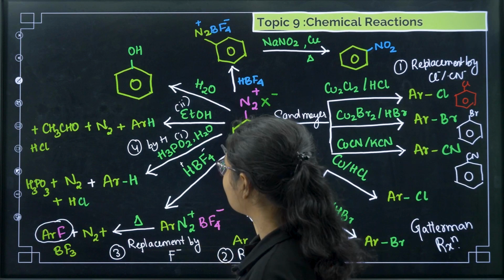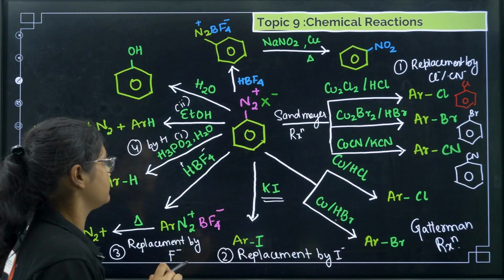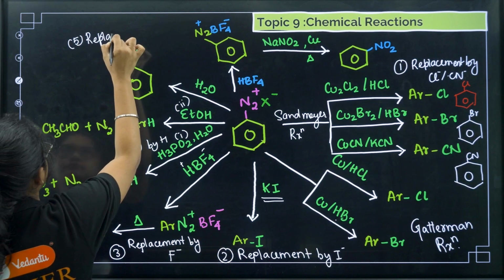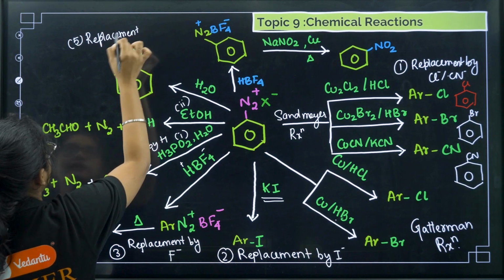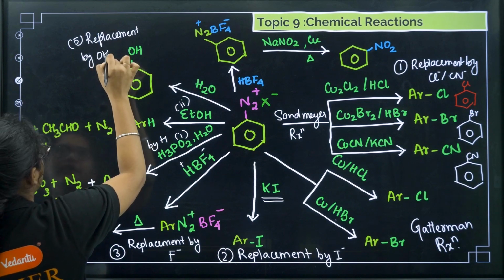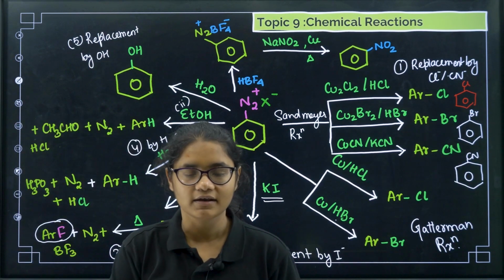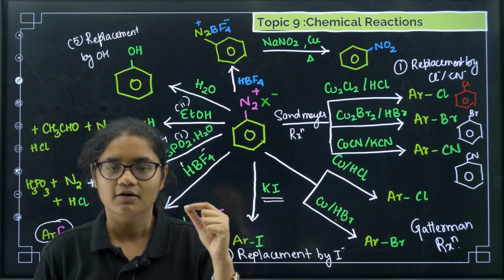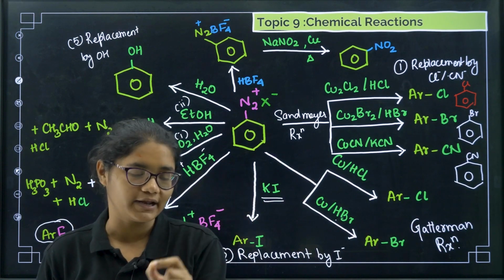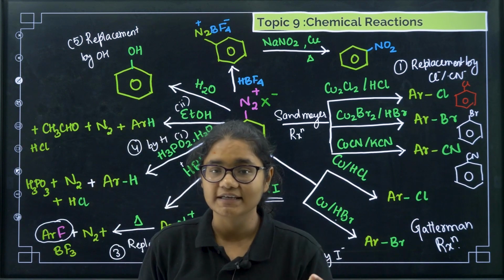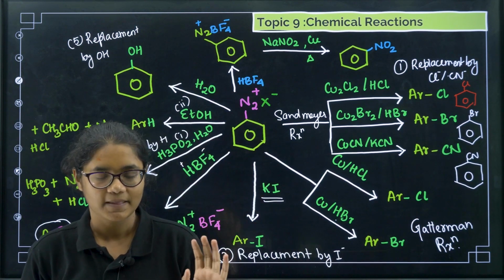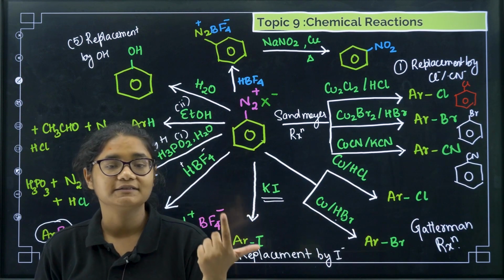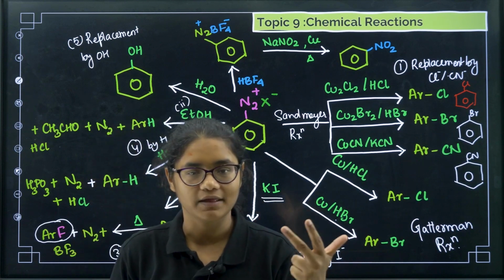Next, coming to the fifth one, that is replacement by OH group, right? So let us revise once again. For chlorine we have Cu2Cl2/HCl or CuCl/HCl. For bromine you have Cu2Br2 and HBr or CuBr/HBr. For CN- you have CuCN/KCN. For iodine, replacement by I-, you simply use KI. For replacement by fluorine you use HBF4 and then heat it.